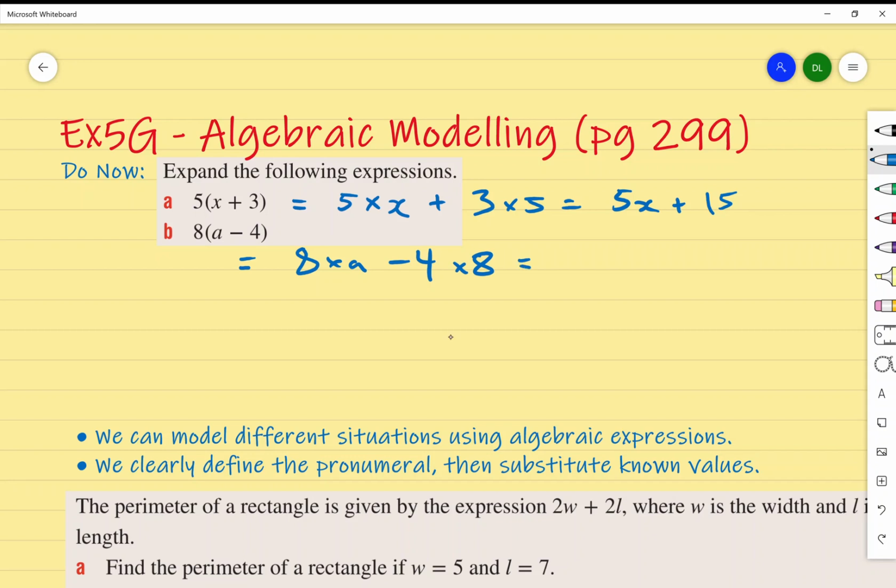Now that will simplify to 8 times a, which is 8a, minus, because it's negative 4, times 8. So 4 times 8 I know is 32, but there's a negative in front, so negative 32. So that's it for the distributive law, expanding brackets. I'm going to be jumping into our new topic of algebraic modeling.